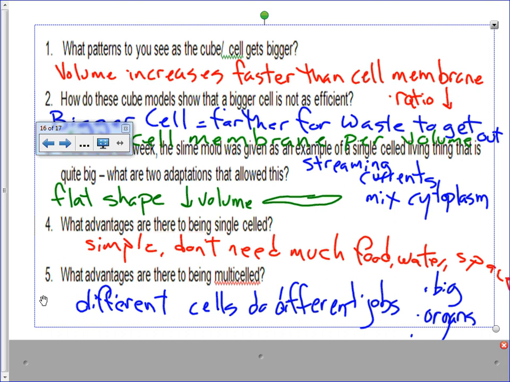Yeah, because we have different cells that do different jobs, we can have muscles and a brain. A brain is made of nerve cells, which are different from the muscle cells and different from the skin cells. And so different cells do different jobs. So you can be very big. You can have different organs doing different things and live longer. A single-celled organism isn't going to live very long, right? It's got a much shorter life cycle. Okay, so those are all the things there.